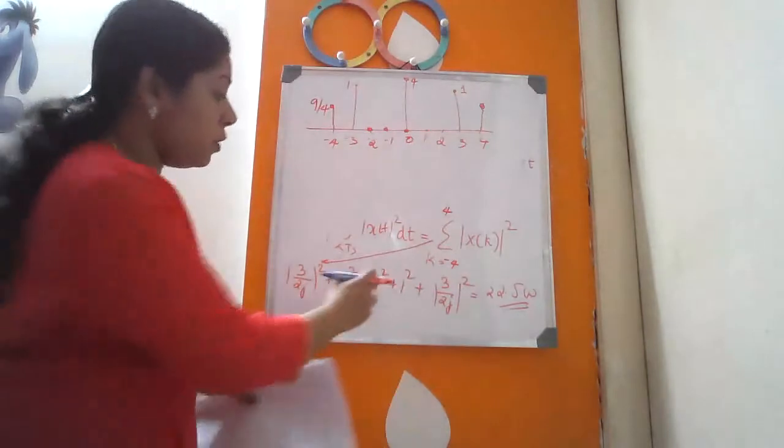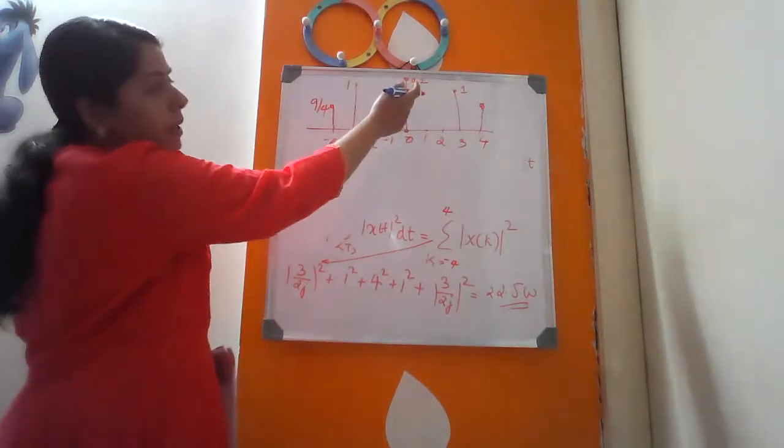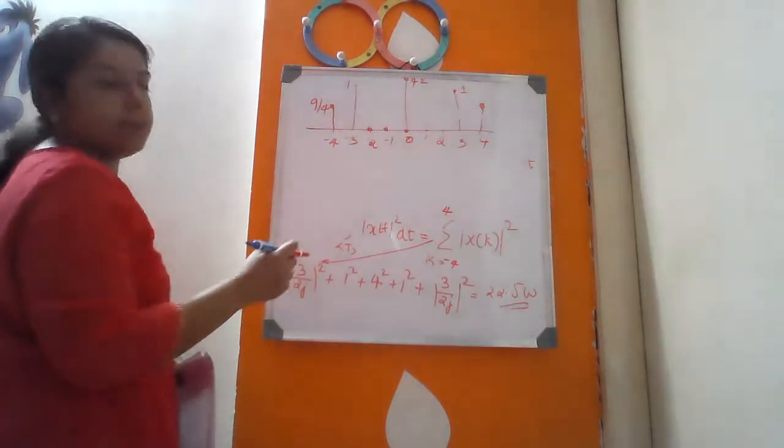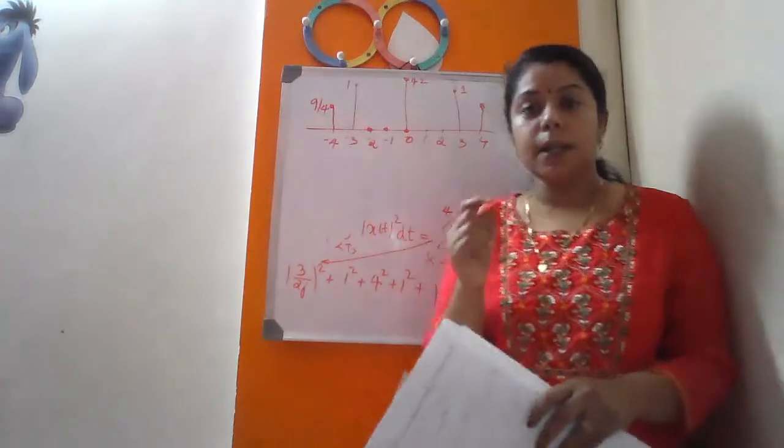So this is the power spectrum you are getting. Okay, so it is 4 square. Sorry, it's a small mistake from my part. It is 4 square, so it will be 16. Yes. So this is how you have to plot the power spectrum.